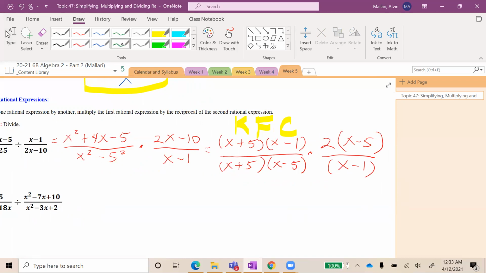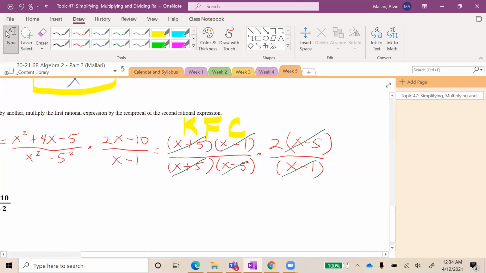Let's cancel out common factors. x plus 5 divided by x plus 5 is 1. x minus 1 divided by x minus 1 is equal to 1. That cancels out. And then x minus 5 divided by x minus 5 is also going to be equal to 1. So the answer for this example will simply be equal to 2. So that will be our final answer.